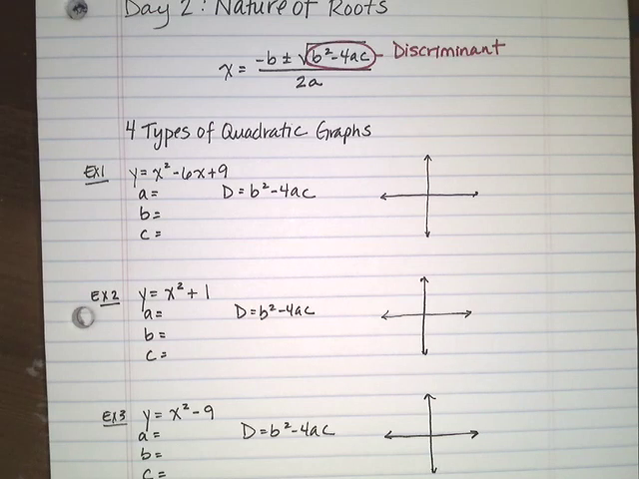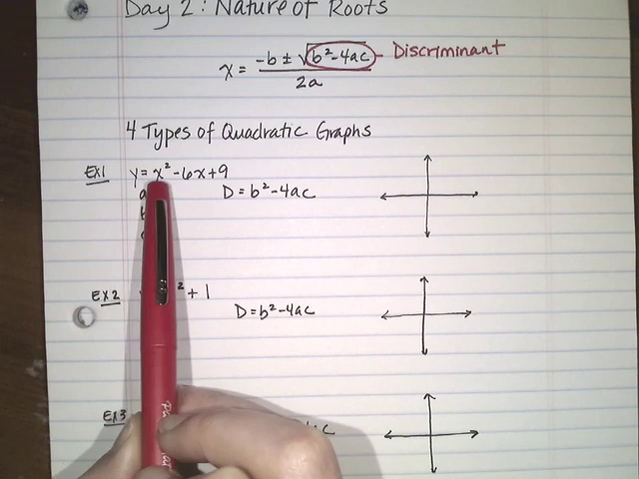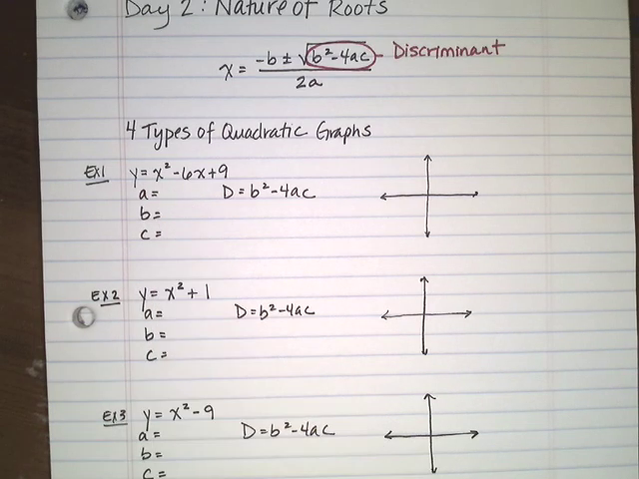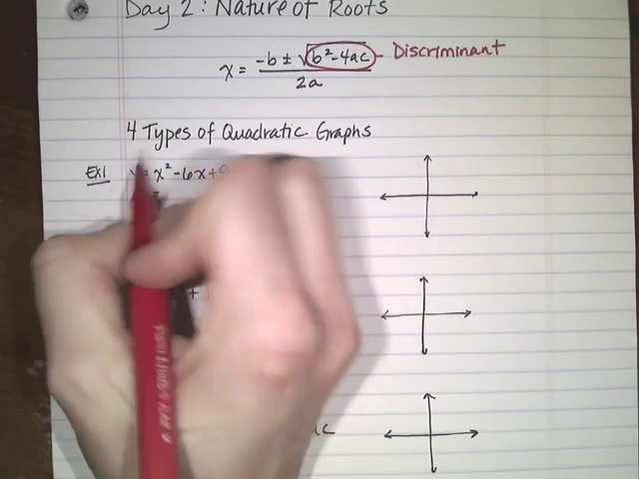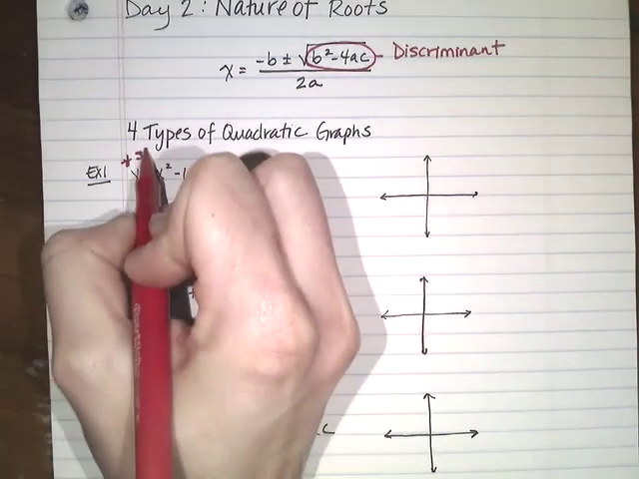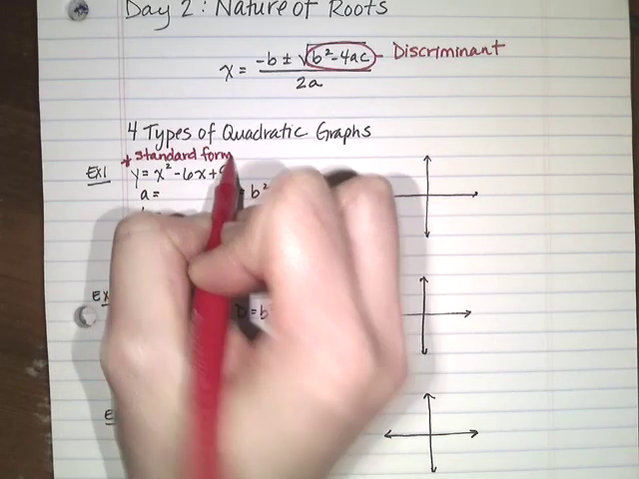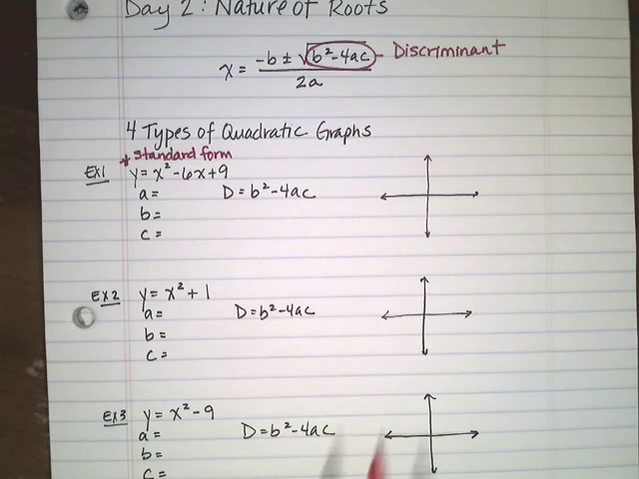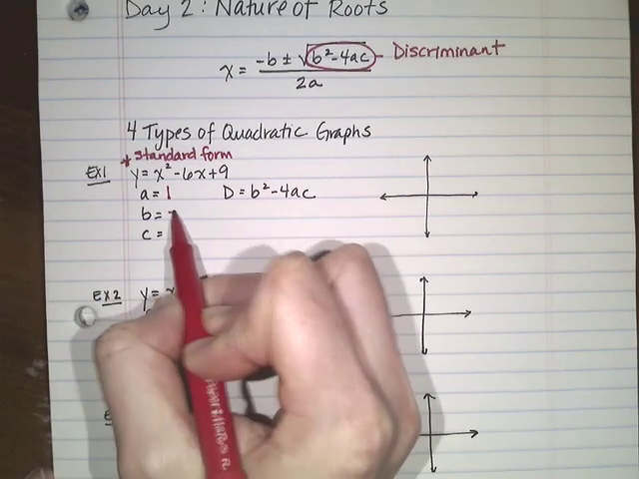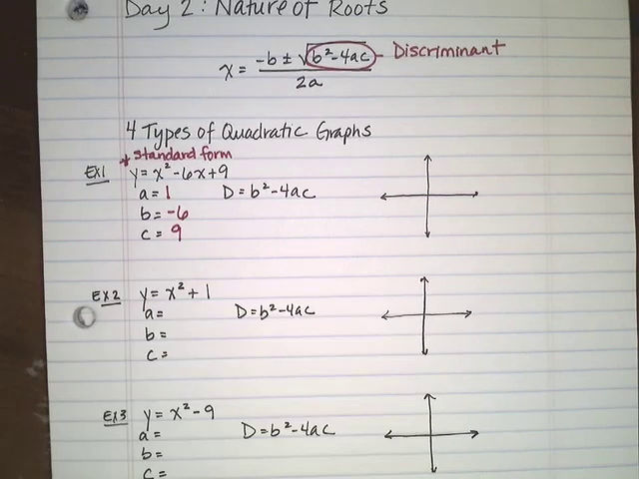consider. Now, when we look at a quadratic equation like example 1, where we have y equals x squared minus 6x plus 9, the first thing we want to do is get it in standard form. Notice this is in standard form. Okay, so I should write that. Standard form. Okay, and we want to identify our a value, which here is 1, our b value, which is negative 6, and our c value, which is positive 9.